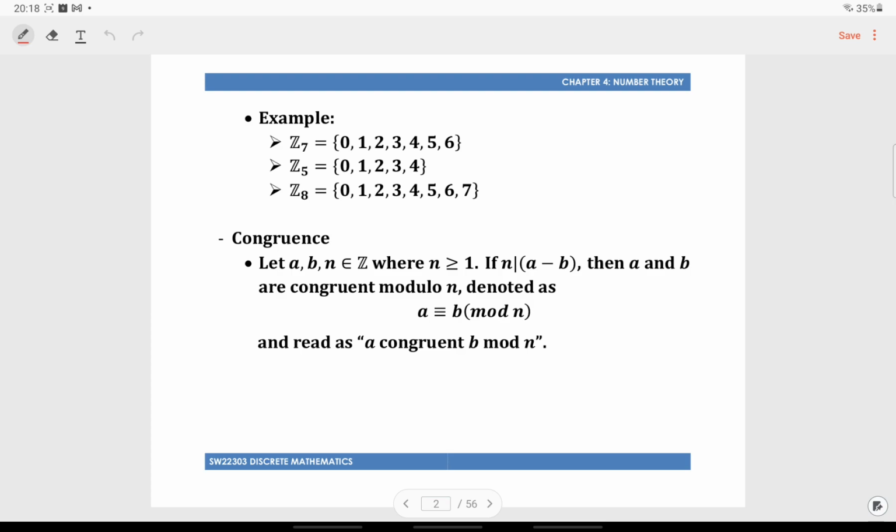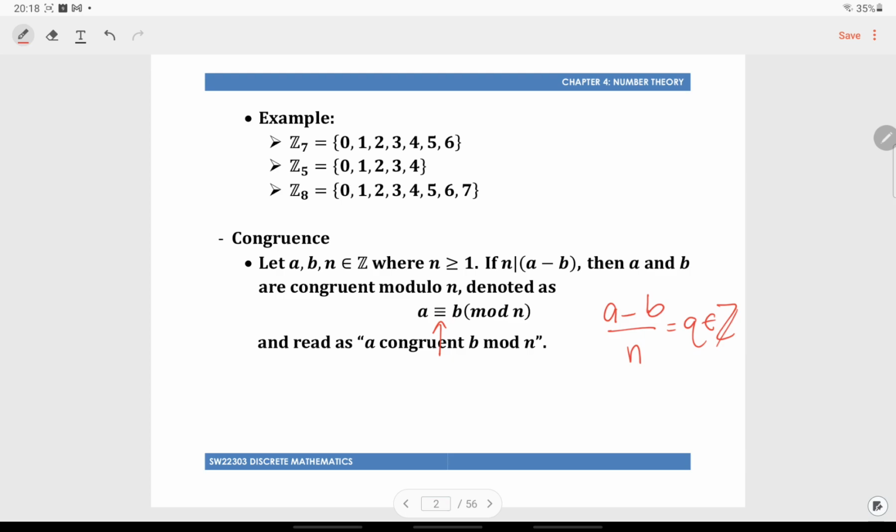Now about congruences. We are back to the definition of congruences. Let's say we are given three integers a, b, and n, where n must be greater than or equal to 1. If n divides a minus b, that means a minus b is divisible by n. When we divide a minus b by n, the outcome is an integer q without any remainder. That means a and b are congruent modulo n. So we use this kind of notation.